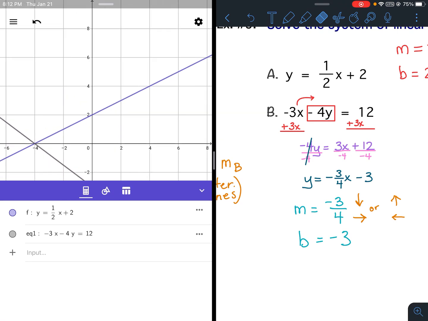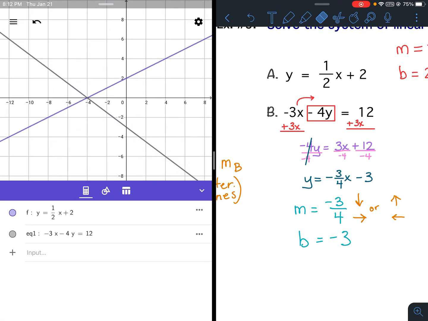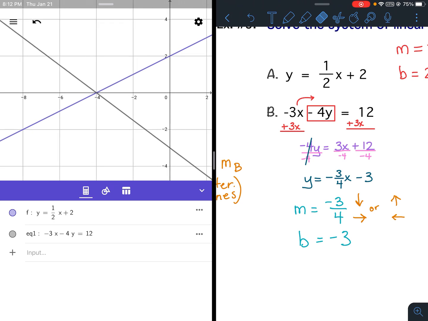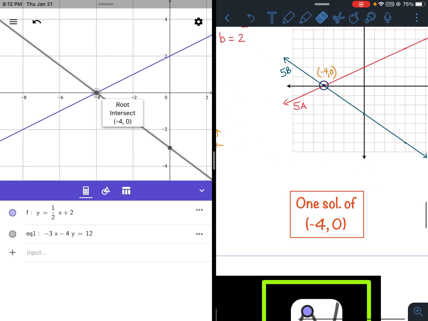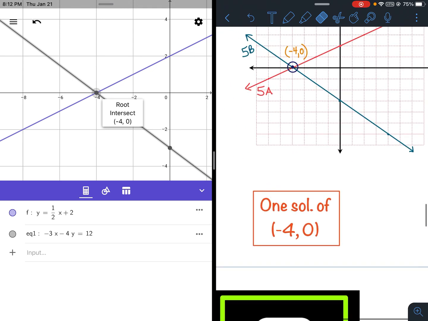If I zoom out, there we go. Go to where the 2 lines intersect, tap that, and it says that it intersects at negative 4, 0, which is what we have, so we are correct.